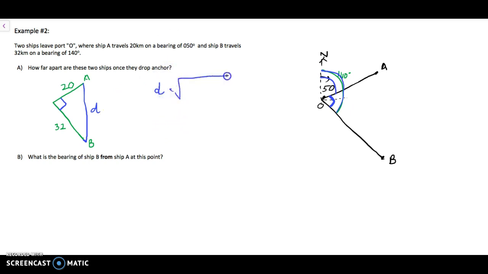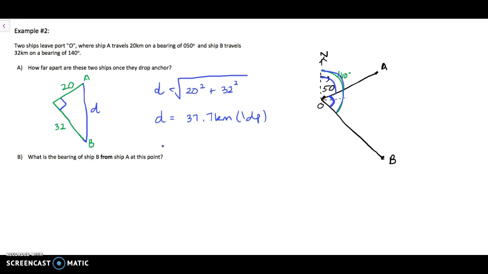So I'm going to say the distance D between the two ships is going to be the square root of the two shorter sides squared and added together. So using my calculator, I can work that out as 37.7 kilometres to one decimal place. Okay, so I can say that A and B are 37.7 kilometres apart once they finish their travel.